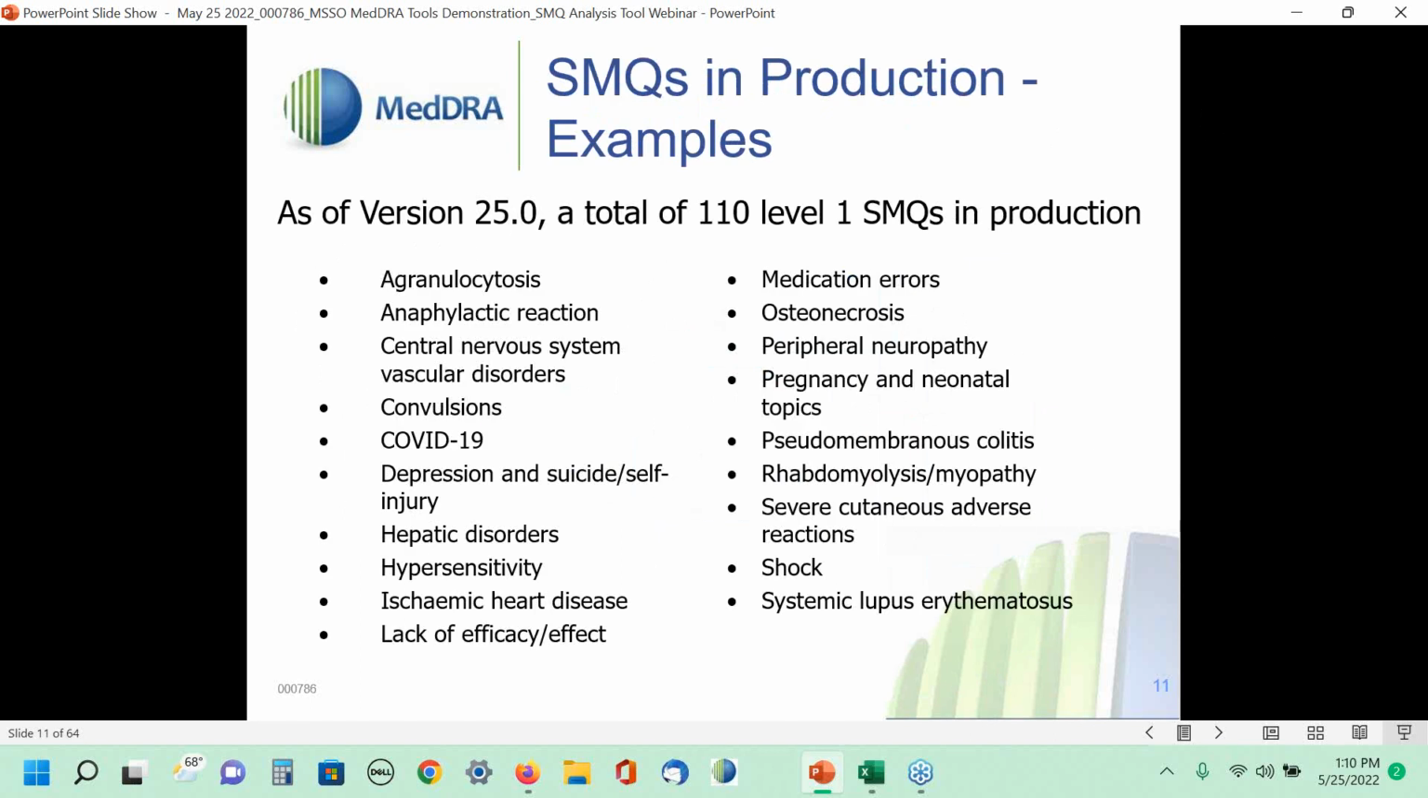I show this one just to remind you that as of version 25.0, which was released in March, we have 110 level 1 SMQs, all of which are topics related to very serious clinical conditions. So things from COVID to convulsions to anaphylactic reaction to shock. These are all concepts that, if you were not aware that you might have a potential association with one of these things in your database of coded data, you probably do want to be aware of that potential association, because these are the kinds of disorders, agranulocytosis, osteonecrosis, that could potentially stop you from being able to get marketing authorization for a product or make it difficult to keep a product on the market, depending upon the risk-benefit analysis for that particular product.